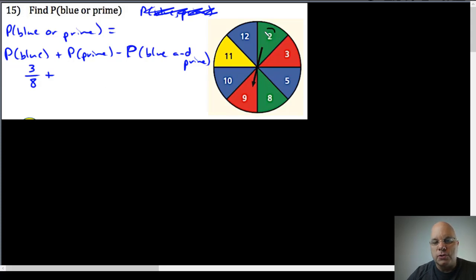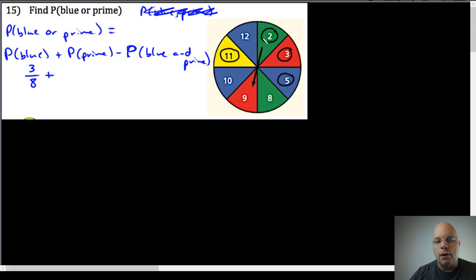Let's circle the prime numbers. 2 is prime, 3 is prime, 5 is prime, and 11 is prime. A prime number has 2 factors, 1 and itself. 12 has extra factors: 2, 3, 4, 6. 10 has 2 and 5. 9 has 3, and 8 has 2 and 4.